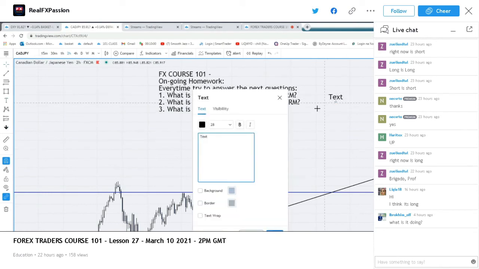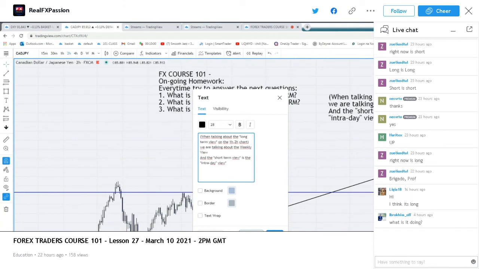Okay, so let's write this down for the beginner traders. When talking about the long-term view on the 1-hour, 2-hour chart, we are talking about the weekly view, and the short-term view is the intraday view.